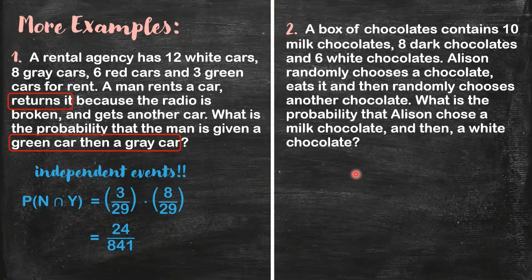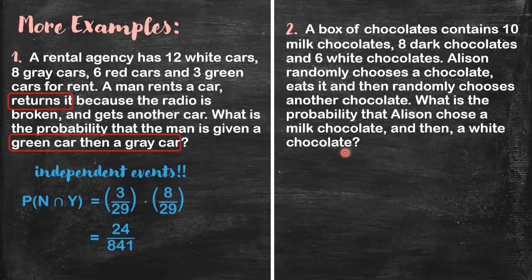If you read, you have a box of chocolates. The question is, what is the probability that Allison chose a milk chocolate first and then a white chocolate? Now, you have to determine whether these two events are independent or dependent.